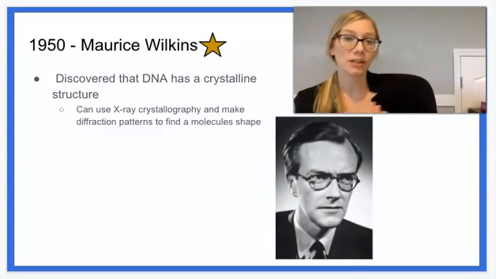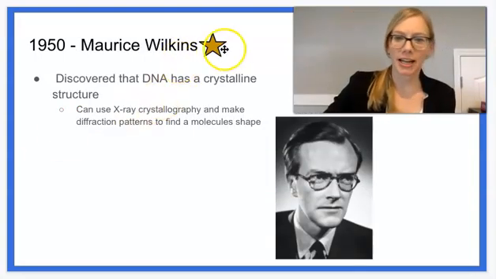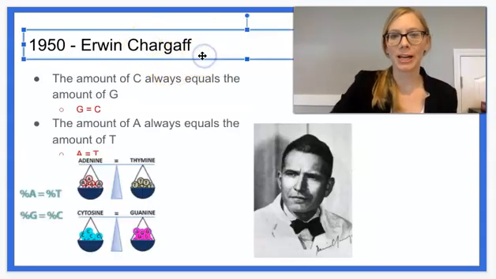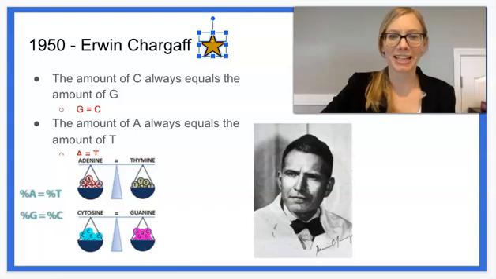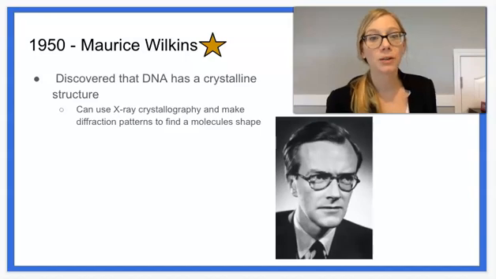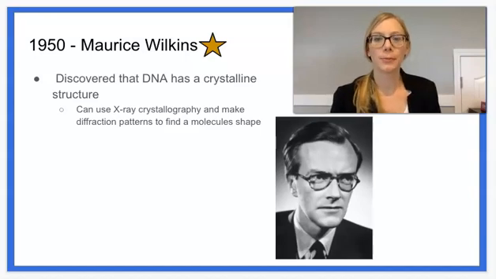Okay, Maurice Wilkins. We should probably put a star, I guess, by Chargaff. His rule comes up a lot. It's kind of important to understand him too. Now we get to Maurice Wilkins. Okay, Maurice Wilkins actually later will receive the Nobel Prize for his work in the discovery of the DNA structure, but he discovered that DNA has a crystalline structure.